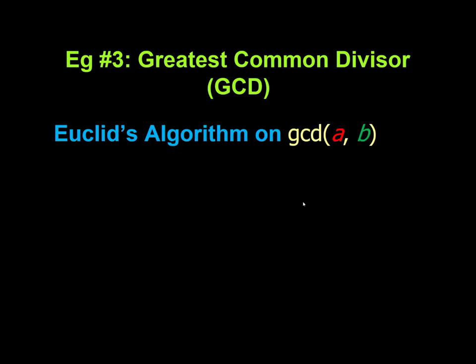Example 3, Greatest Common Divisor. That is, given 2 integers a and b, what is the largest number that can divide both a and b? Now let's see Euclid's algorithm on solving this problem. The input is a and b with a larger than b. If b is larger than a, you can figure out that the algorithm works too.